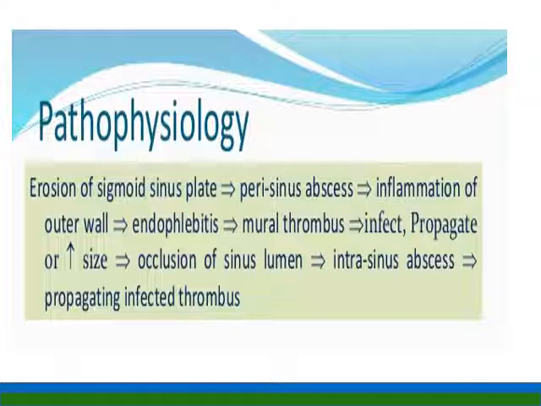So to make it very simple: erosion of the sigmoid sinus plate, perisinus abscess followed by inflammation of the outer wall, endophlebitis, mural thrombus formation. It gets infected with the bacteria and propagates, increases in size, and occludes the lumen, and it forms intrasinus abscess, and it propagates and goes somewhere and causes symptoms. So this is the pathophysiology.